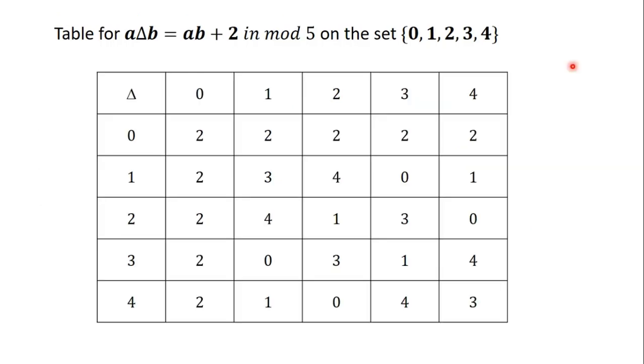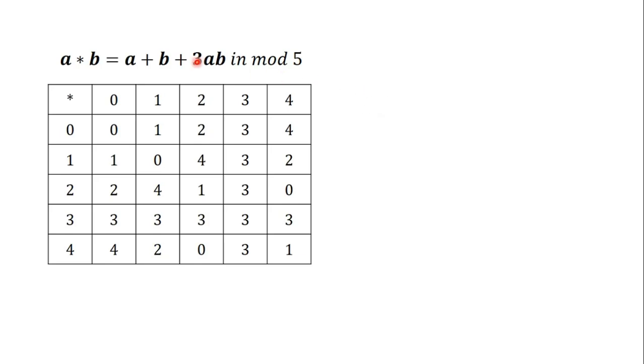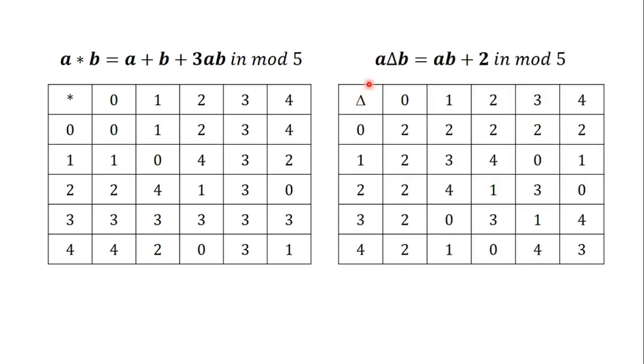We have completed the table for delta, which is defined as A delta B is equal to AB plus 2 in mod 5 on the set 0, 1, 2, 3, 4. In the previous video, we completed the table for star, which is defined as A star B is equal to A plus B plus 3AB in mod 5 on the set 0, 1, 2, 3, 4. In this video, we have completed the table for delta, which is defined as A delta B is equal to AB plus 2 in mod 5 on the set 0, 1, 2, 3, 4.